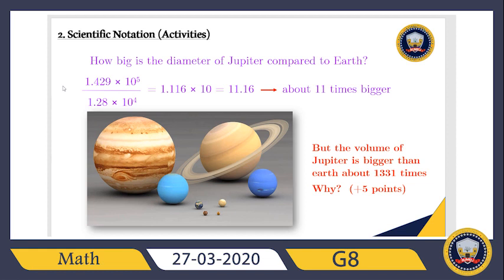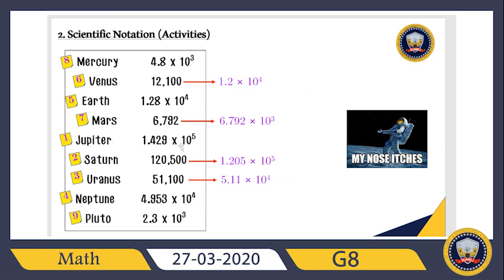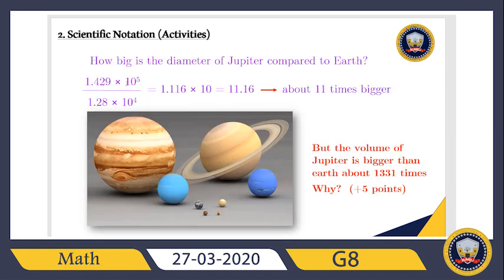Now, how big is the diameter of Jupiter compared to Earth? This is the diameter of Jupiter, and this is the diameter of Earth. I want to know how much Jupiter is bigger than Earth in diameter. So what I'm going to do, I will divide Jupiter diameter by the diameter of Earth. That's what I did here. 1.429 times 10 to the power 5 divided by 1.28 times 10 to the power 4.